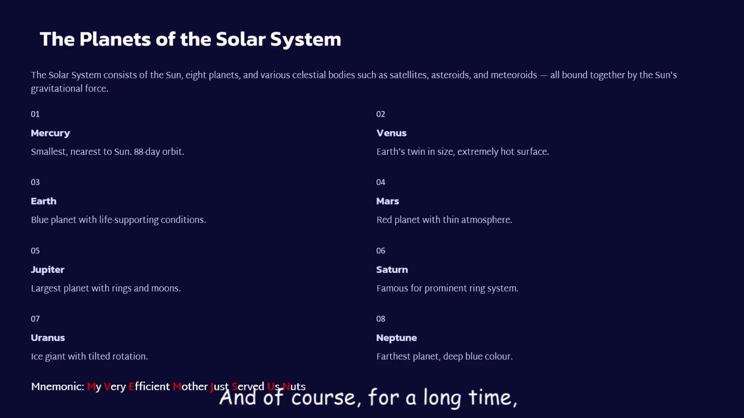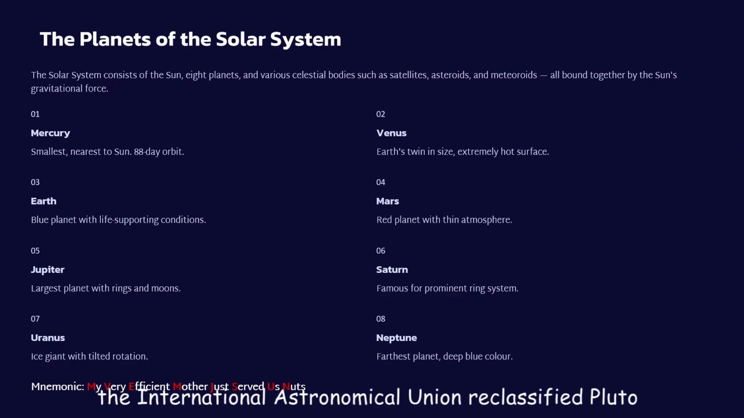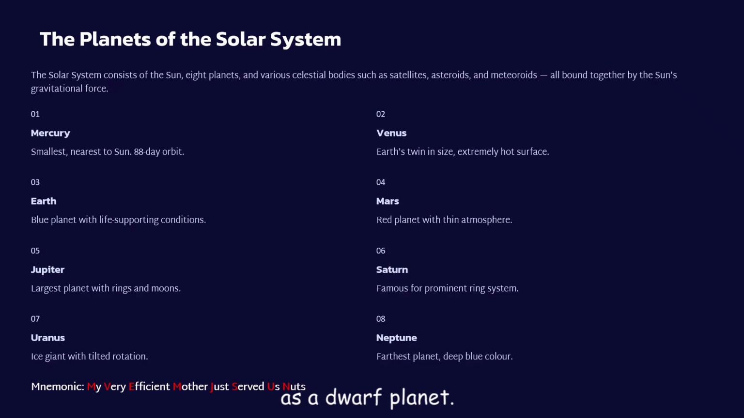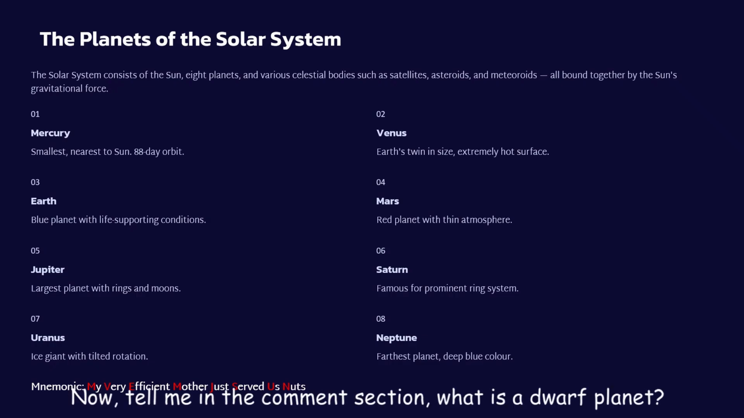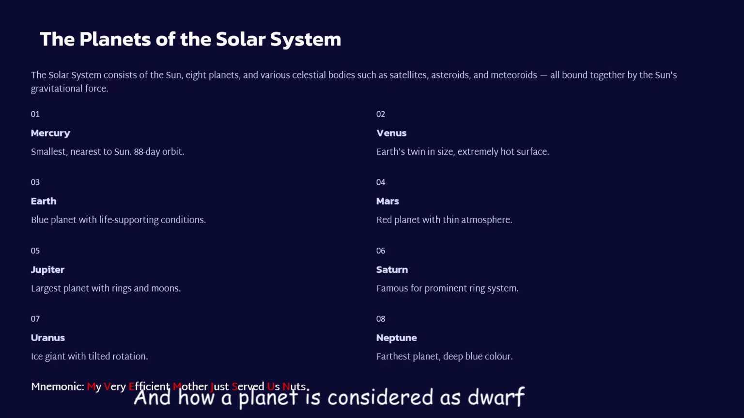And of course, for a long time, we used to have 9 planets, but in 2006, the International Astronomical Union reclassified Pluto as a dwarf planet. Now tell me in the comment section, what is a dwarf planet and how is a planet considered a dwarf planet?